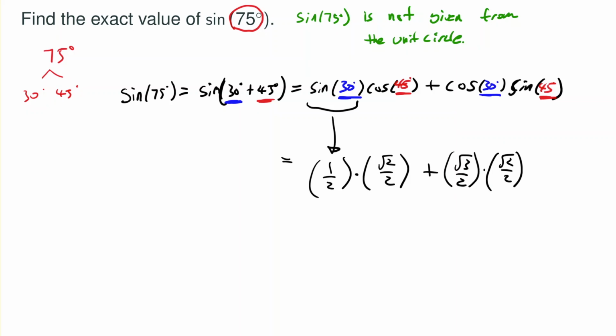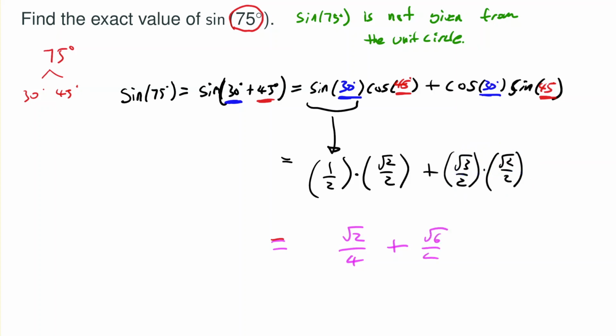So we can simplify in the next line. When we multiply fractions, we multiply bottoms together. So 2 times 2 gives us 4. This is just square root 2. So we have square root 2 over 4 plus, here we have square root 3 times square root 2 is square root 6 over 4. 2 times 2 is 4.